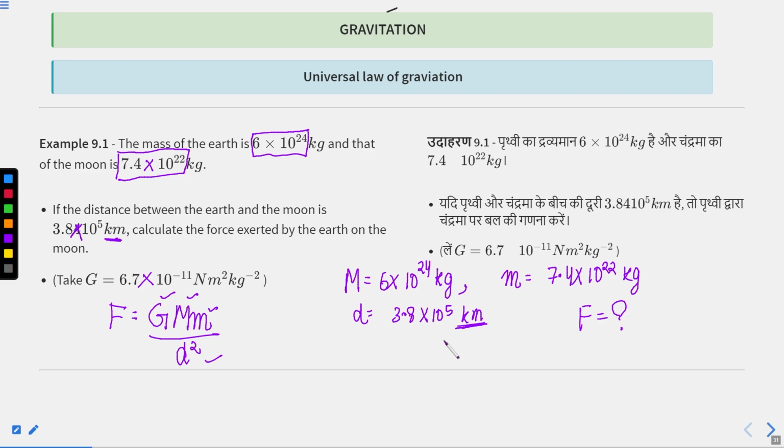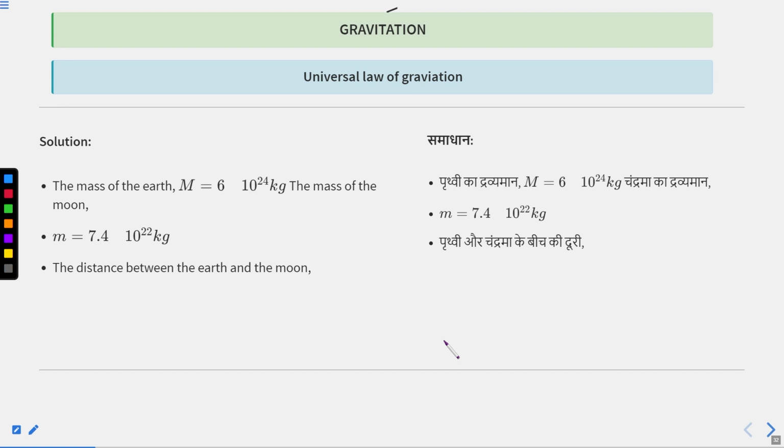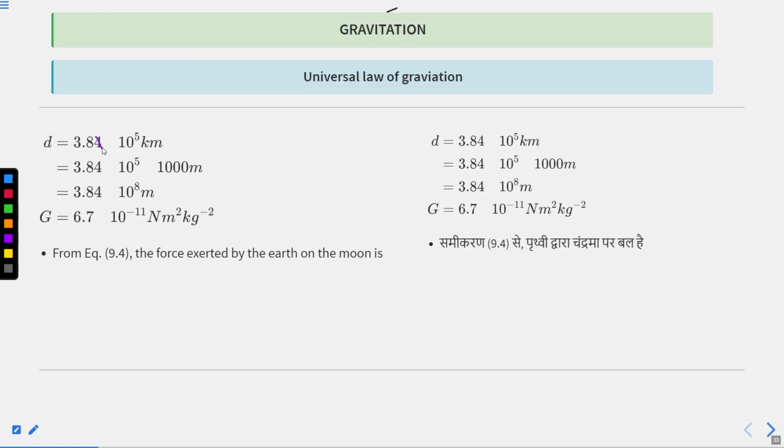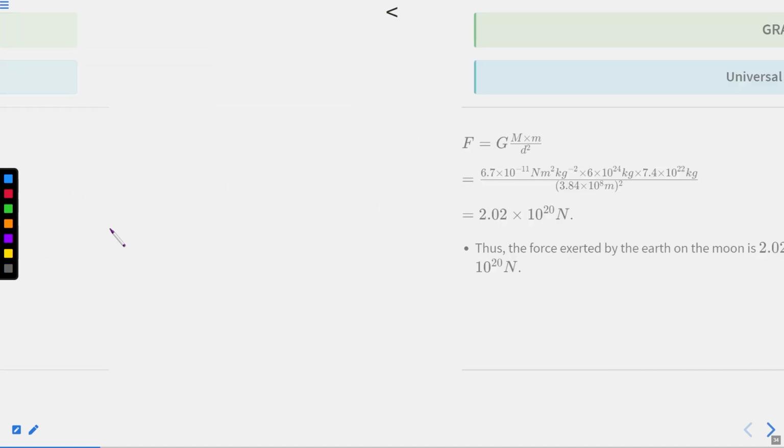Let's do the calculation part. The mass of Moon is given, the distance between Earth and Moon is also given. 3.84 into 10 raised to the power 5 times 1000 meter, because we are converting kilometers into meters. The final answer is 3.84 into 10 raised to the power 8 meter. This is the value of gravitation constant, 6.7 into 10 raised to the power minus 11.